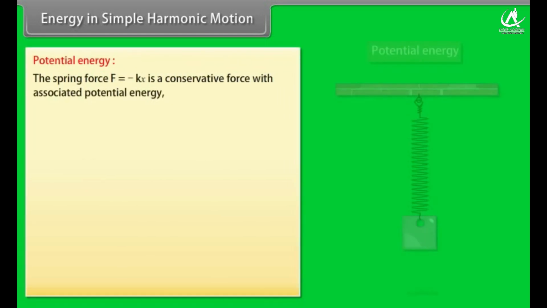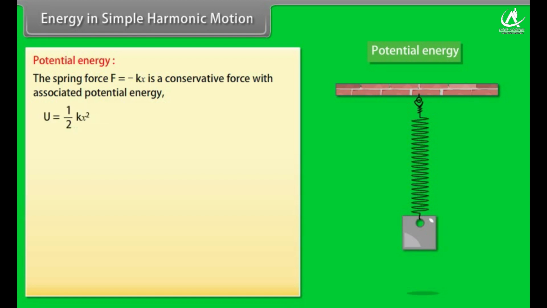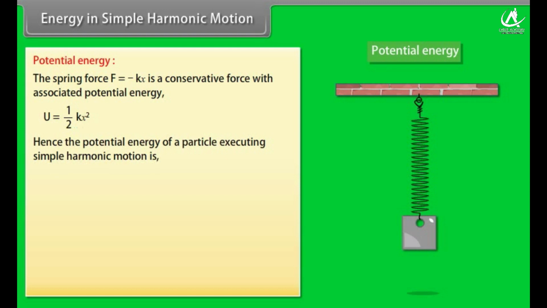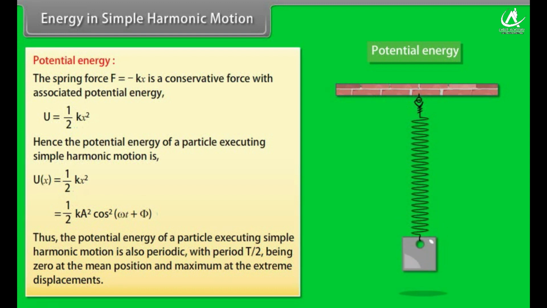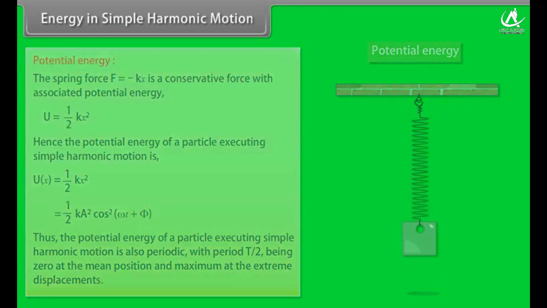Potential energy. The spring force F is equal to minus kx is a conservative force with associated potential energy U is equal to half kx square. Hence, the potential energy of a particle executing simple harmonic motion is U(x) is equal to half kx square is equal to half k A square cos square (omega t plus phi). Thus, the potential energy is also periodic, with period T by 2, being zero at the mean position and maximum at the extreme displacements.